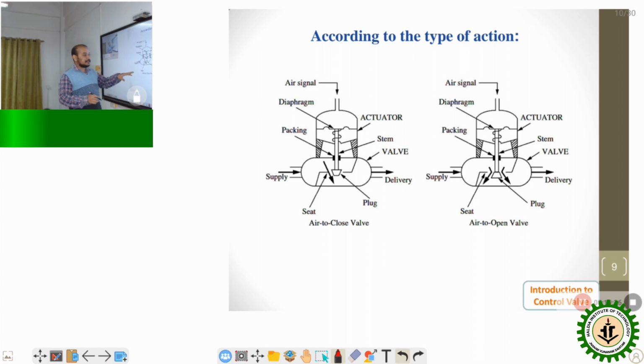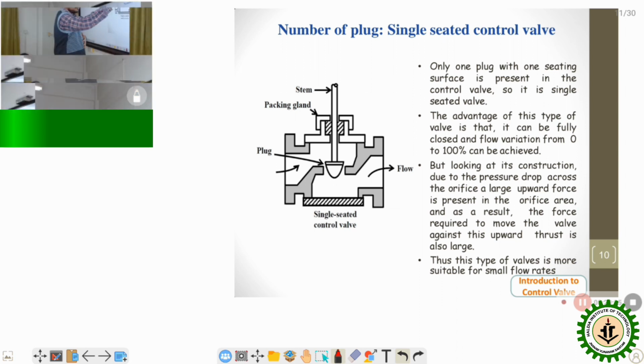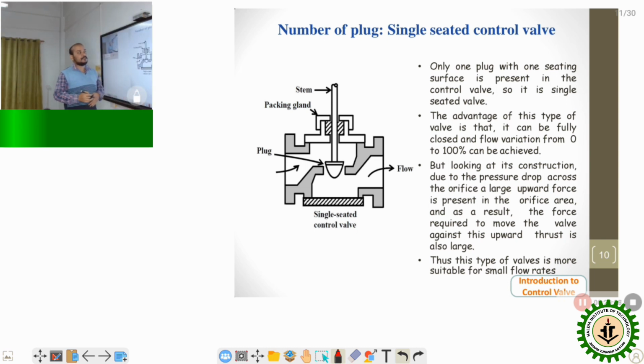And already we have discussed these things, here to open and here to close, according to the type of action. If we proceed to the next one, it is a very important point: number of plugs. As I already mentioned to you, the number of plugs can be 1, the number of plugs can be 2 also. For a single seated control valve, here you are able to observe, this is a very well-known diagram to us right now, in which a single plug will be used. There are some advantages and disadvantages for the single seated control valves. Only one plug with one seating surface is present in the control valve, so it is a single seated valve. Only one plug will be attached to this control valve.